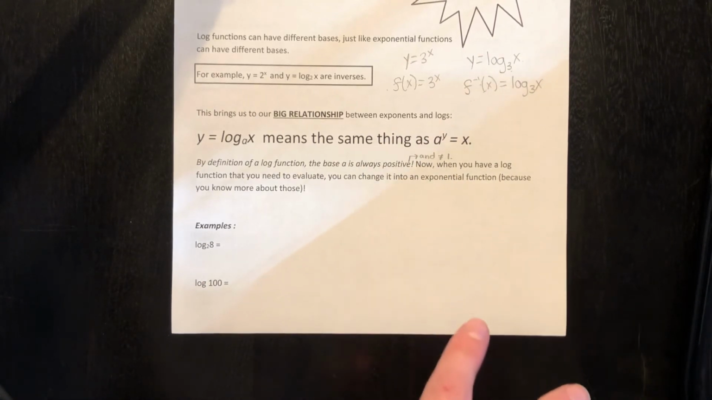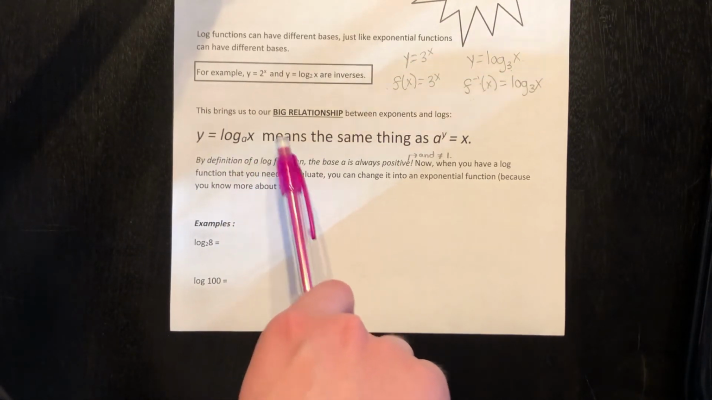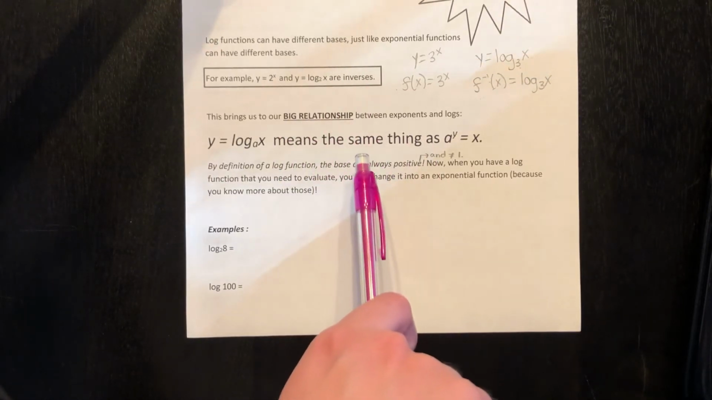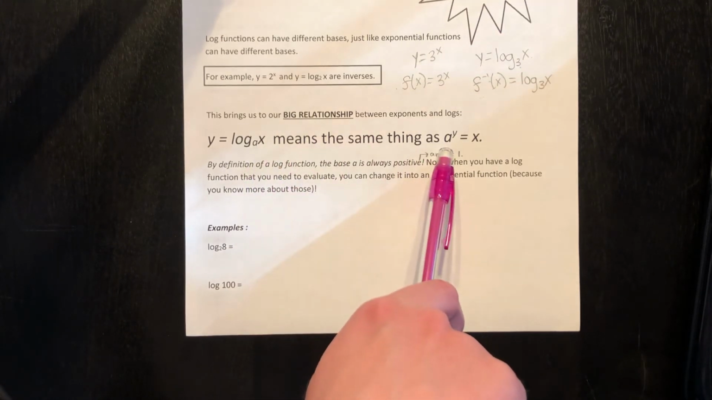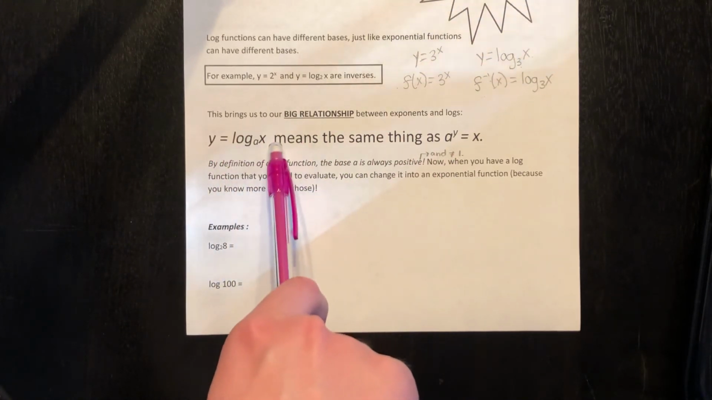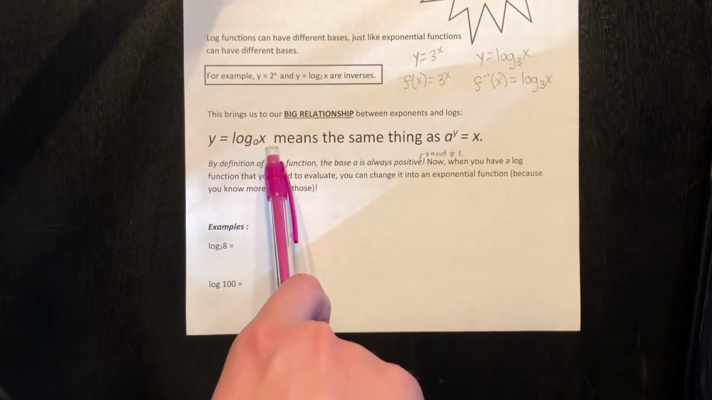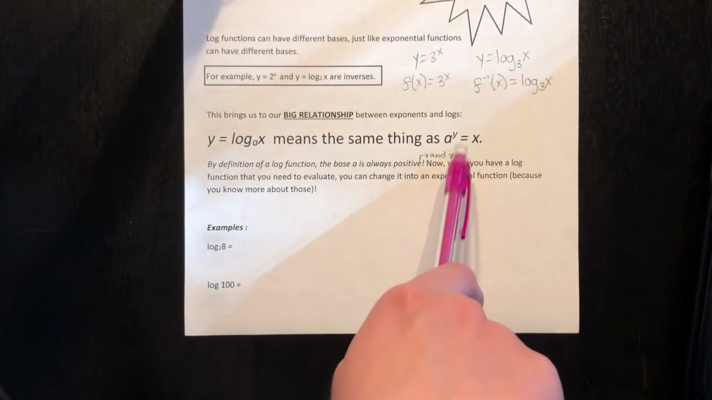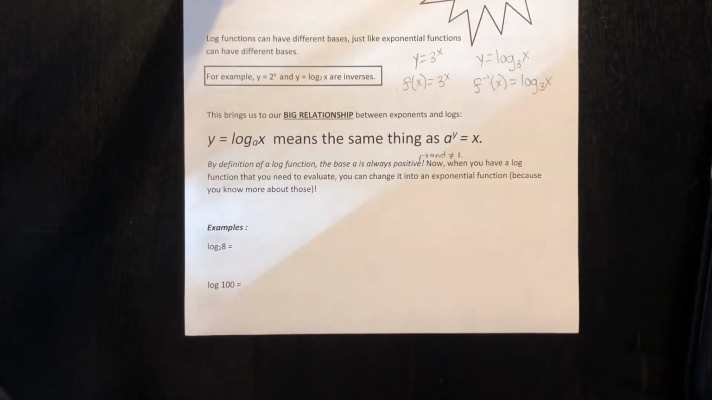So the big relationship here is that if I have y equals log base a of x, that means the same thing if I rearrange it into an exponential as the base a, notice the bases are the same, little base a, to the y equals x. So if I ever see a log and I do not know how to evaluate that, I can rearrange it into this form to look like an exponential, and I'm going to have a lot better success with that because you guys know a lot about exponential functions. You've had a lot more experience with them.